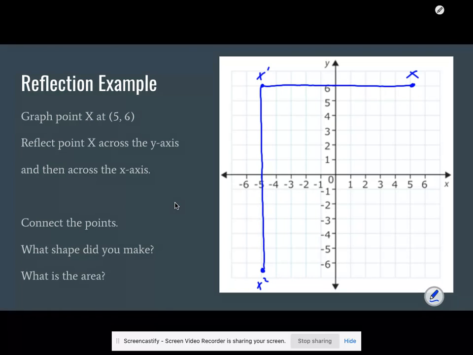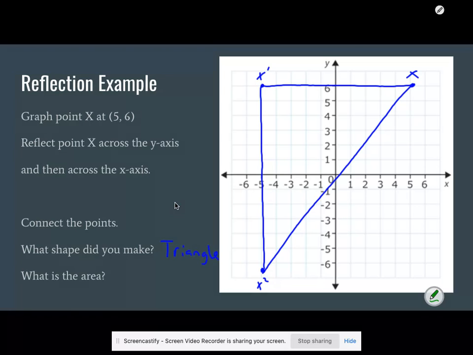And then it says, what shape did you make? Well, I made a triangle. Then it says, what is the area? So you may end up having questions like this where you have to find some additional information. It could be area, it could be perimeter.